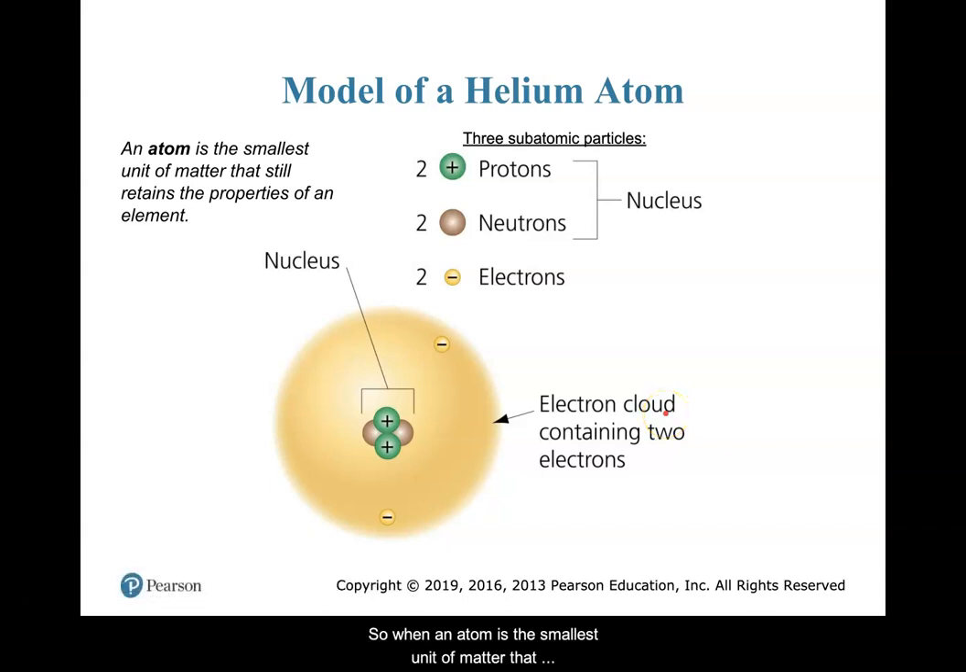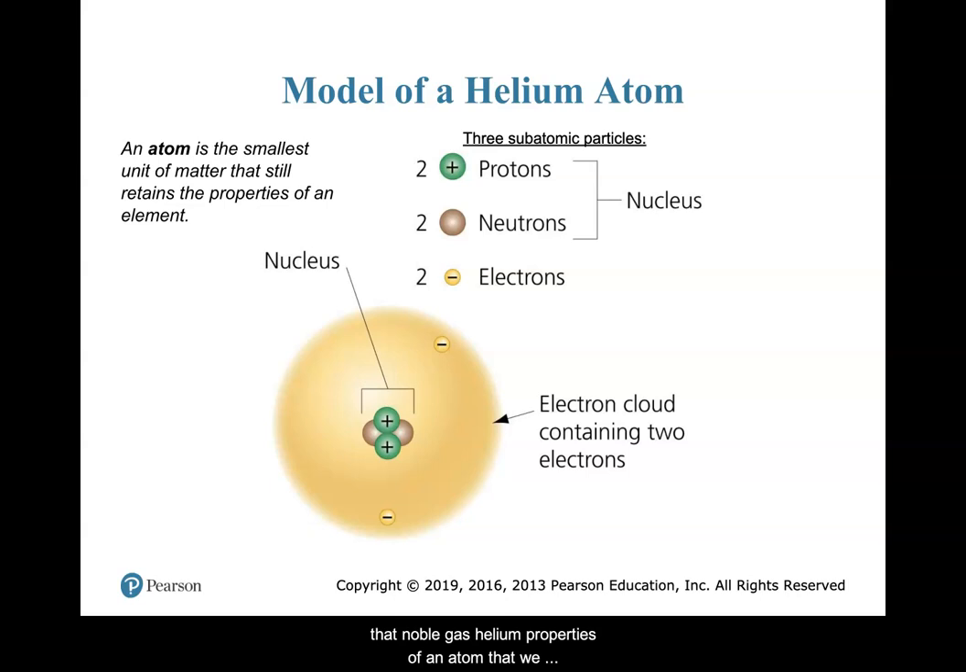So an atom is the smallest unit of matter that still retains the properties of an element. Here I'm showing you the element helium. And if I go down to a single atom, it will still retain the properties of what makes that noble gas, helium. So what are some properties of an atom?